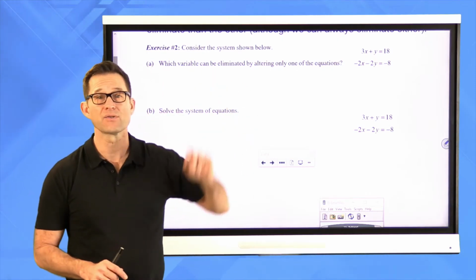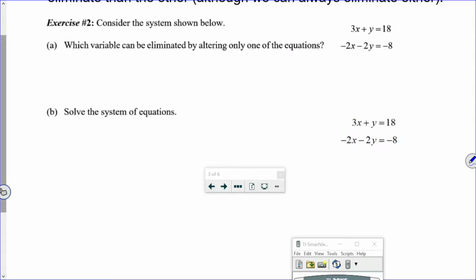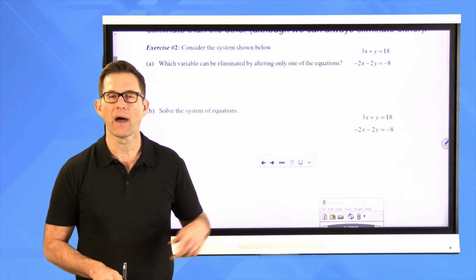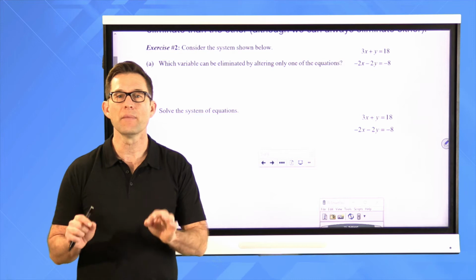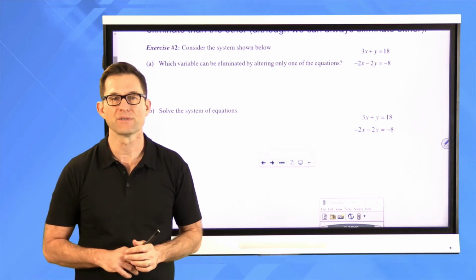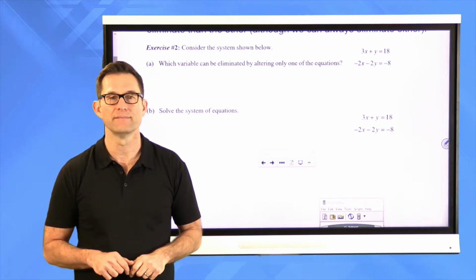So let's take a look at exercise number 2. Consider the system shown below, 3x plus y equals 18, and negative 2x minus 2y is equal to negative 8. Letter A, which variable can be eliminated by altering only one of the equations? Only one of the equations. So pause the video now and think about how you could just modify one of the two equations to eliminate one of the two variables. Pause the video now and consider that.